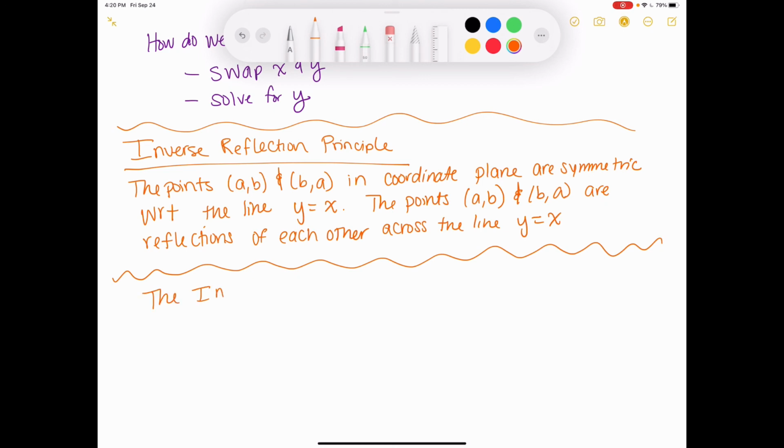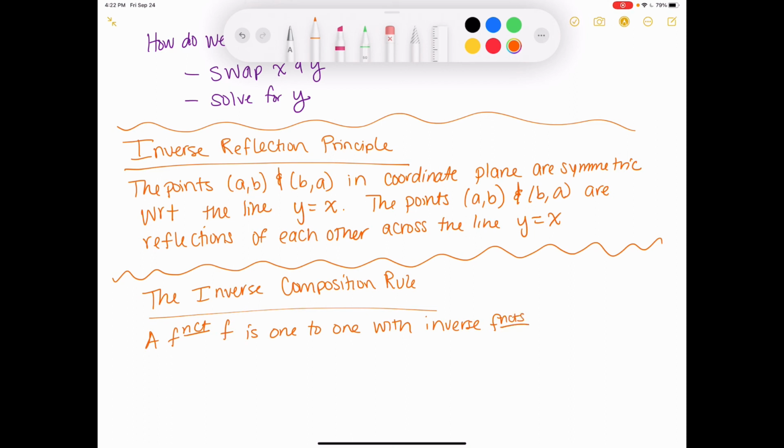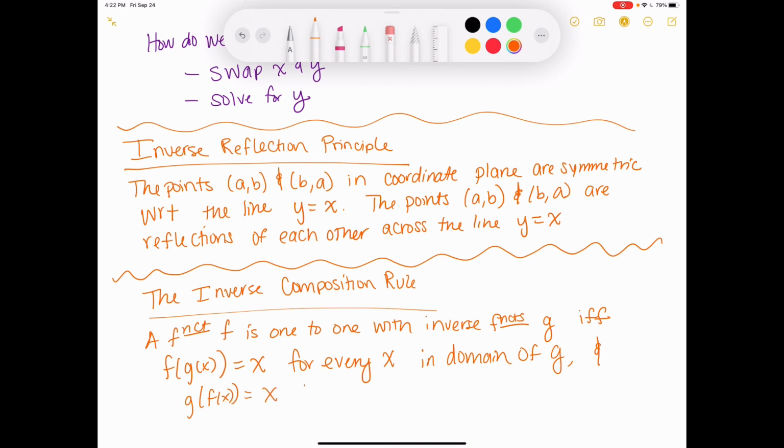The inverse composition rule: a function f is one-to-one with inverse function g if and only if f of g of x is equal to x for every x in the domain of g, and g of f of x is equal to x for every x in the domain of f.